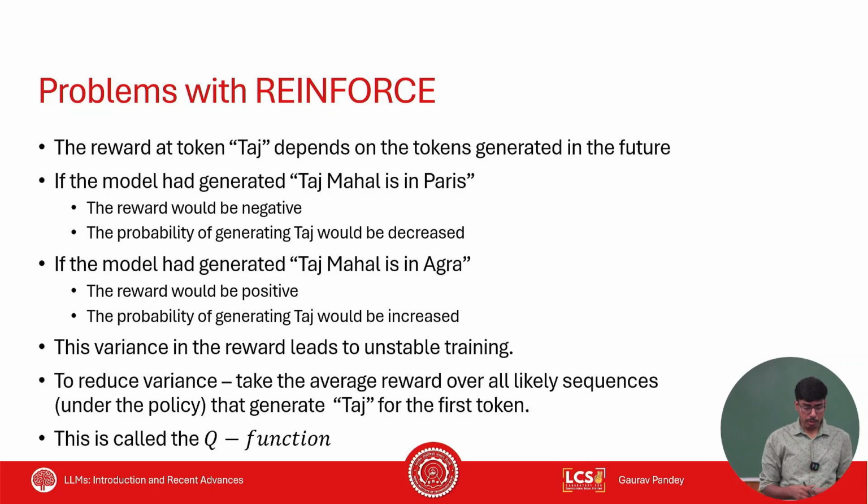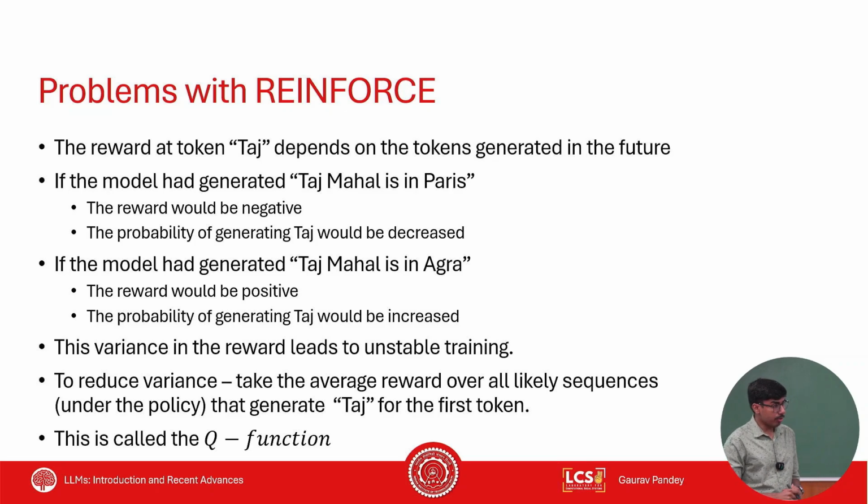Taj is not dictating what the reward will be. So this variance in the reward leads to very unstable training. The weight that the word Taj gets depends on the output of the final sequence, because the model might generate arbitrarily many sequences, and every time this word Taj might get a different reward. So there is a huge amount of randomness in the reward that the log probability of the word Taj is getting.